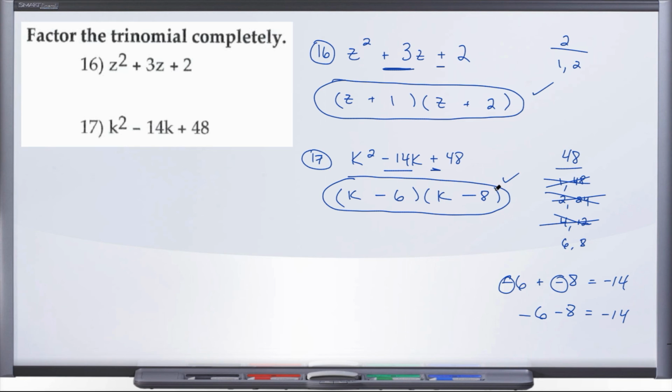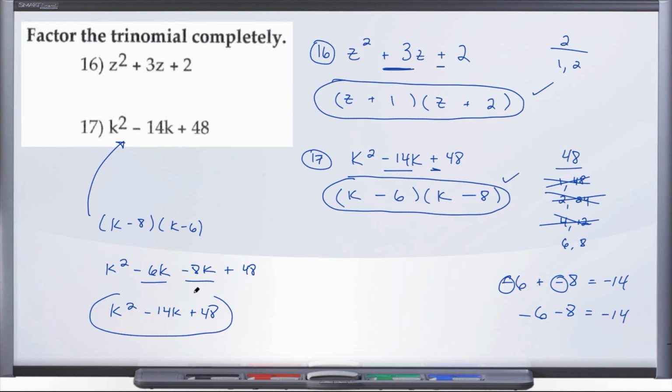And just like we were doing when we were factoring by grouping, you can go ahead and take your factors and multiply them out, FOIL them out, and you should get back to what you originally started with. So let's try that. K times k is going to give us k squared. K times negative 6 will give us negative 6k. Negative 8 times k will give us negative 8k. And negative 6 times negative 8 will give us positive 48. Let's go ahead and combine like terms. So we get k squared minus 14k plus 48. Does this match this? Yes, it does. So we know that these two factors that we found were correct.